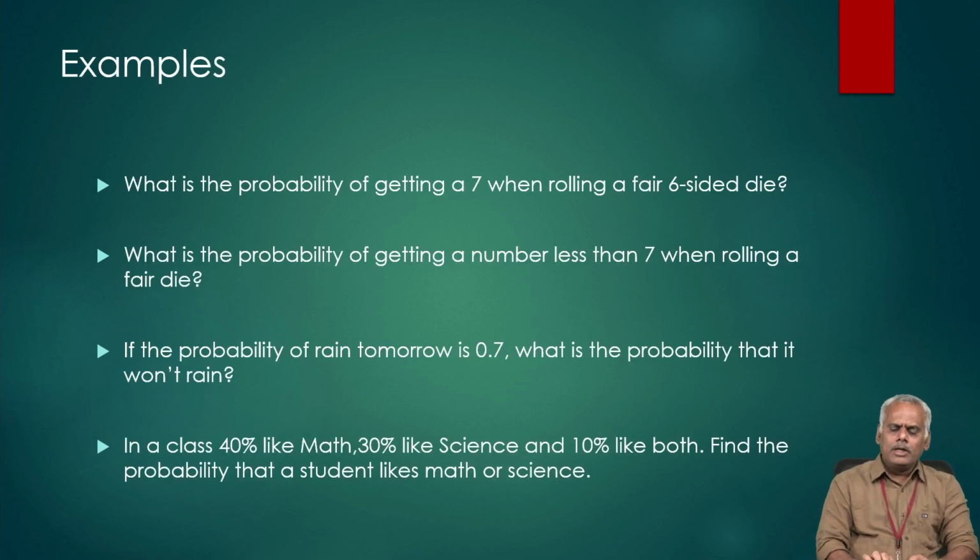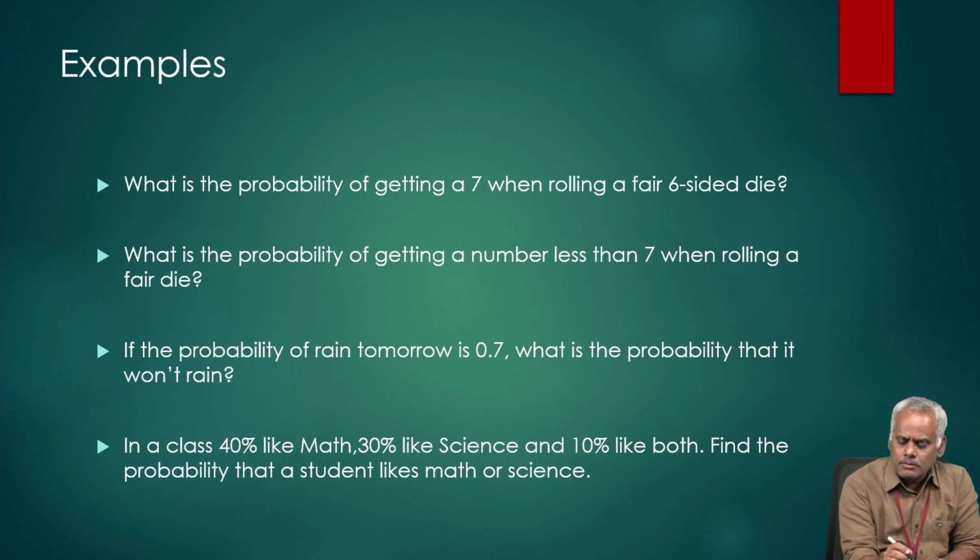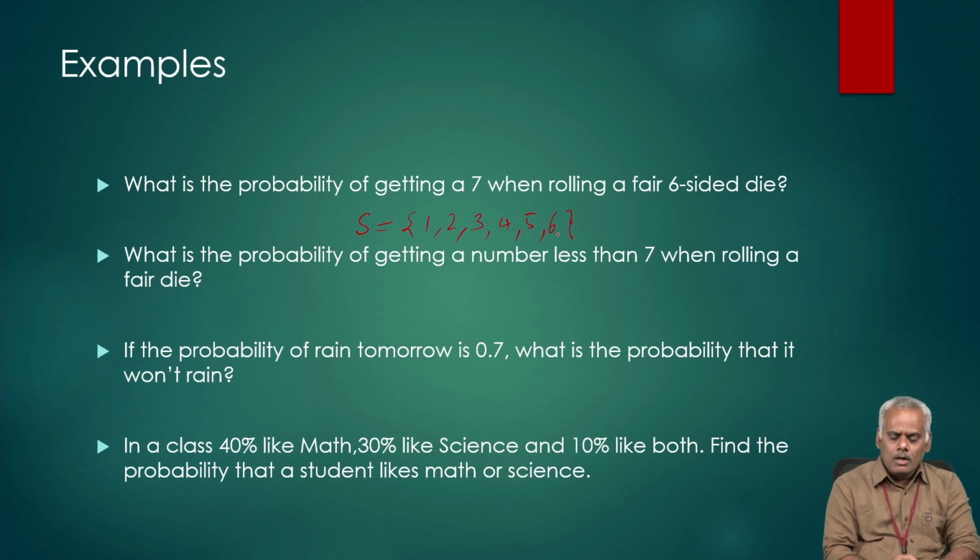Now, what is the probability of getting 7 when rolling a fair 6-sided die? When you roll a 6-sided die, the sample space S consists of 6 elementary events. Then what is the probability of getting 7? It is impossible. So the probability of getting 7 is 0. This event is called an impossible event.